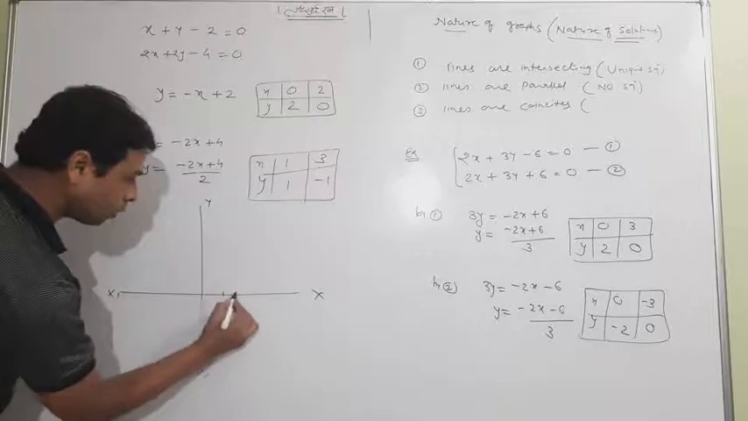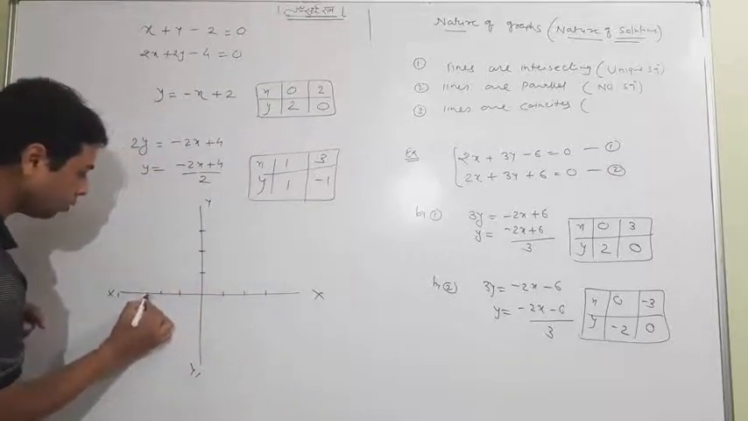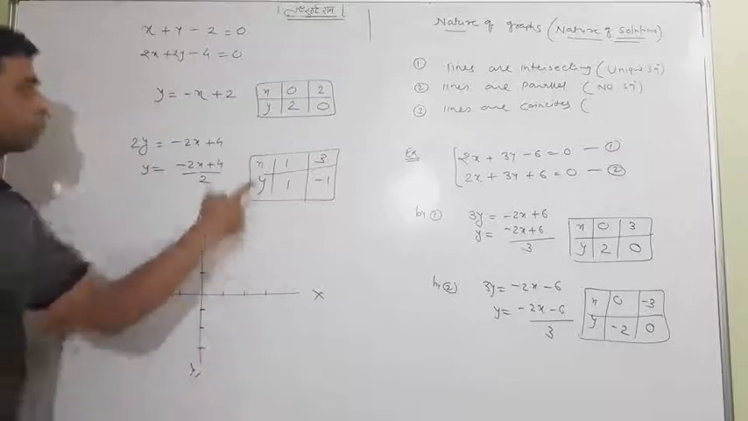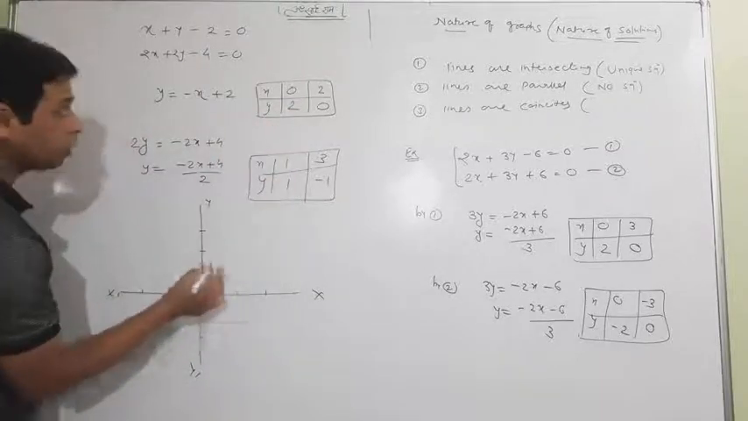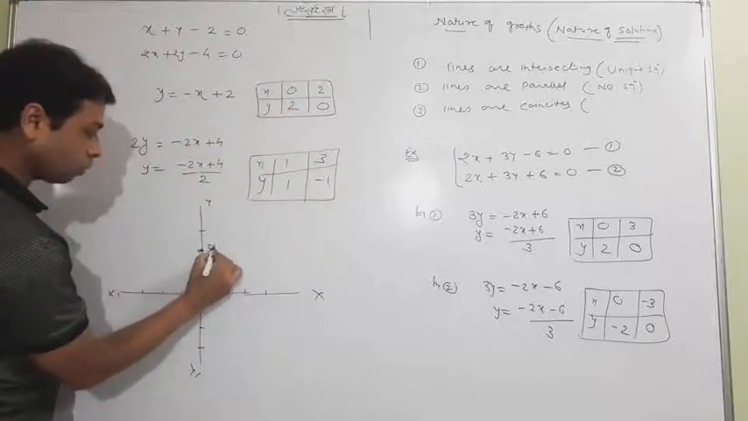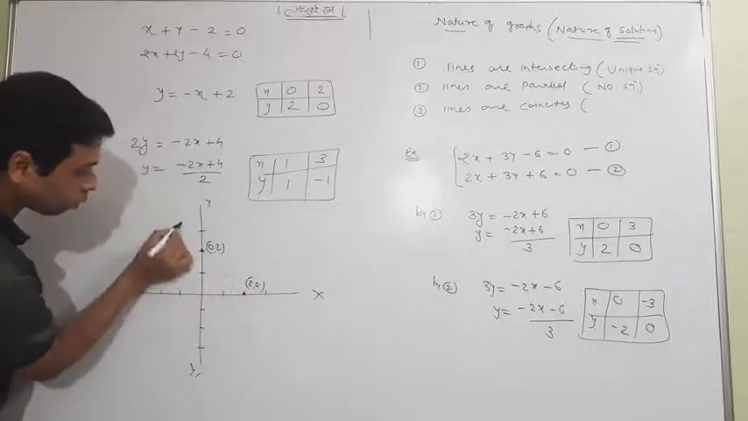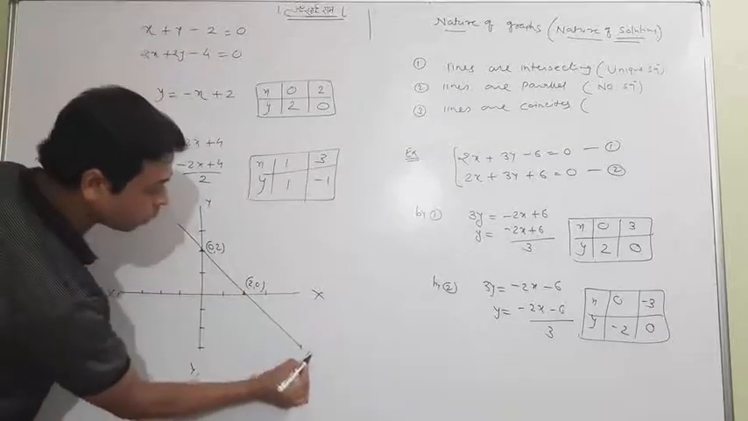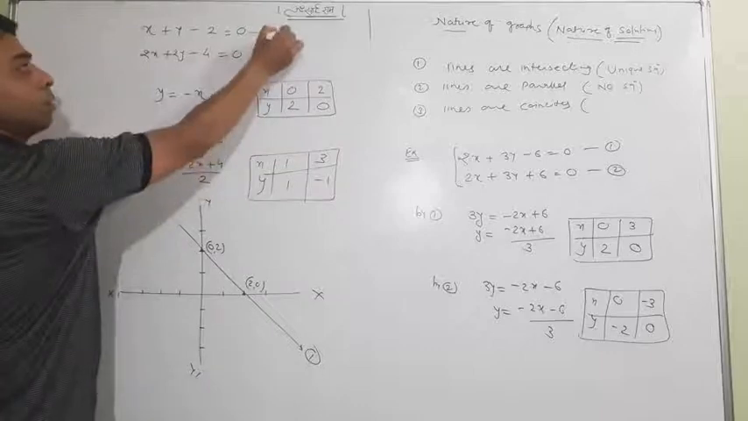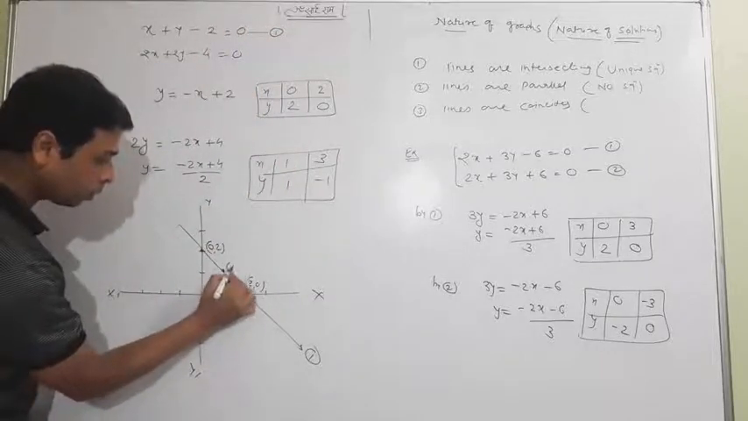Draw the graph with x, y, x dash, y dash. Mark 1, 2, 3 on each axis. Look at 0, 2: x equal to 0 means it is lying on the y axis. It is 0, 2. And 2, 0 is here. When you draw the graph like that, this is the first line. What about 1, 1? It is here.